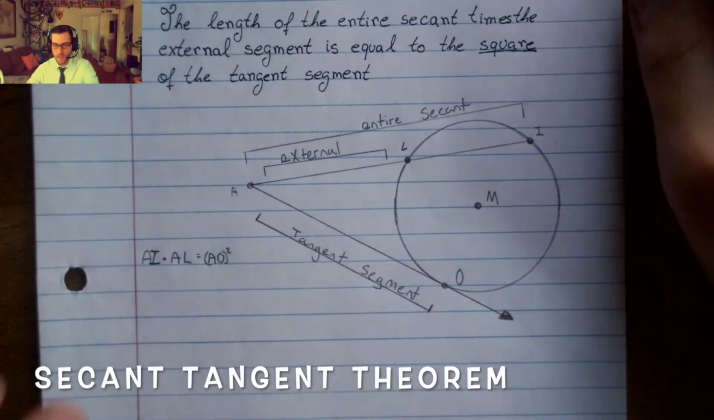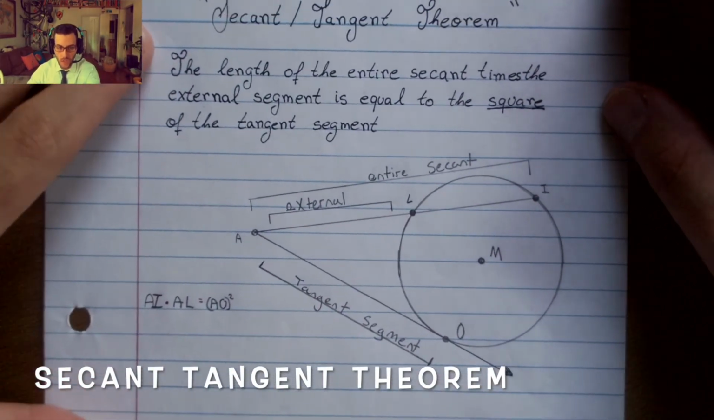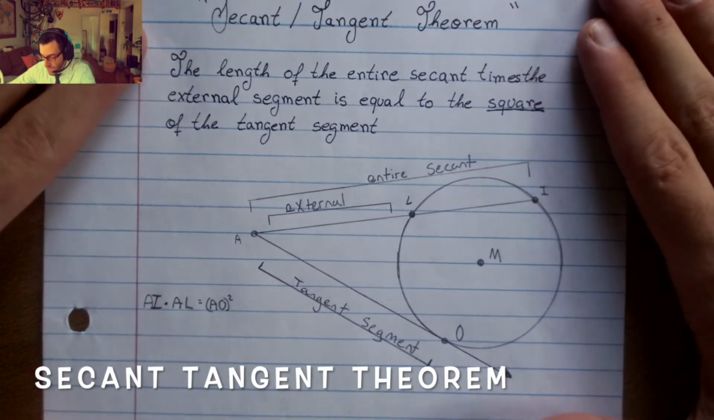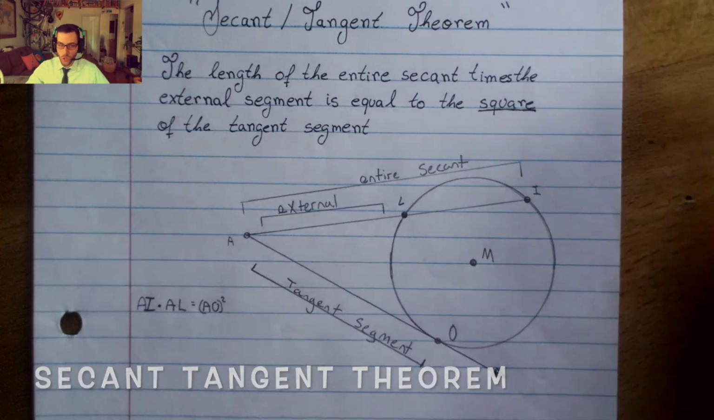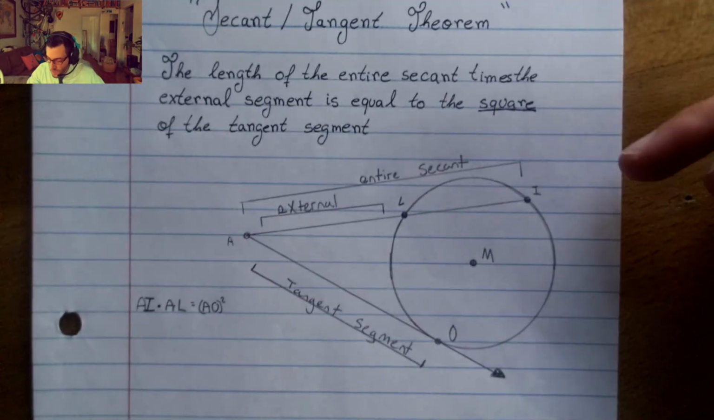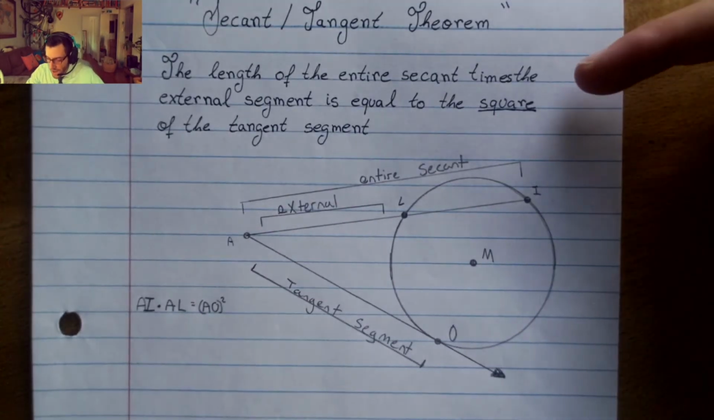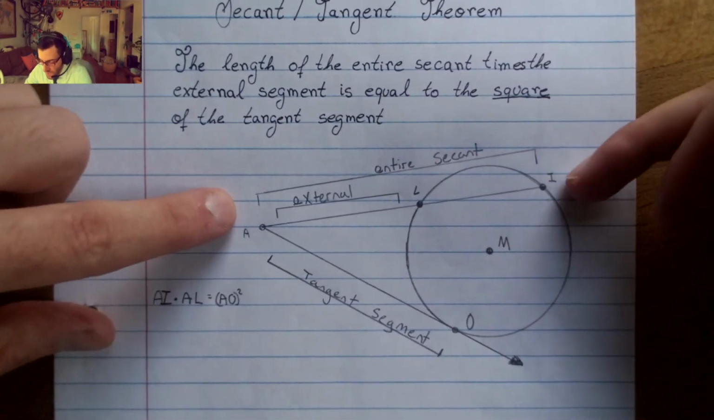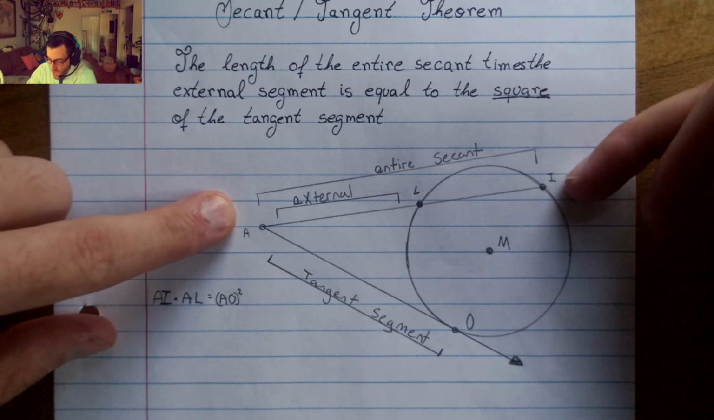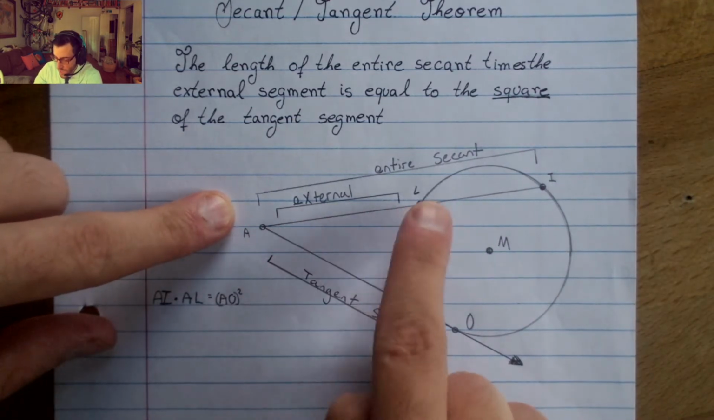We're going to go over a couple examples after we finish up here with these two definitions. But our secant-tangent theorem is somewhat similar. We're doing another proportional statement. But in this particular example, we're going to take the entire length of the secant, say AI. We're going to multiply it by the external value of AL.